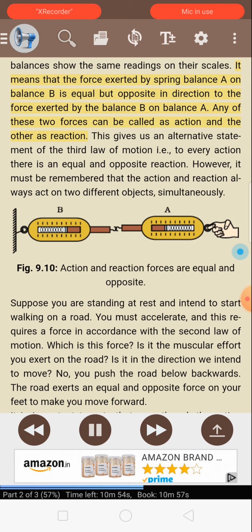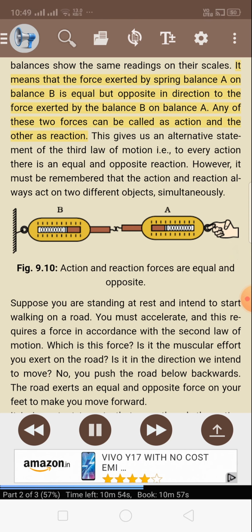It means that the force exerted by spring balance A on balance B is equal but opposite in direction to the force exerted by balance B on balance A. Either of these two forces can be called the action and the other the reaction. This gives us an alternative statement of the third law of motion, i.e., to every action there is an equal and opposite reaction. However, it must be remembered that the action and reaction always act on two different objects simultaneously. Figure 9.10: Action and reaction forces are equal and opposite.